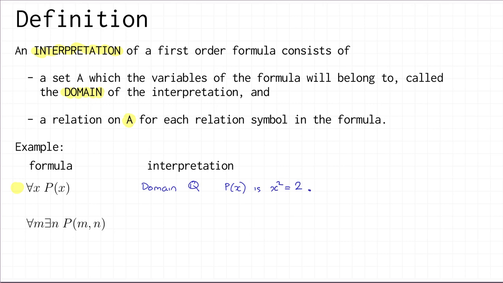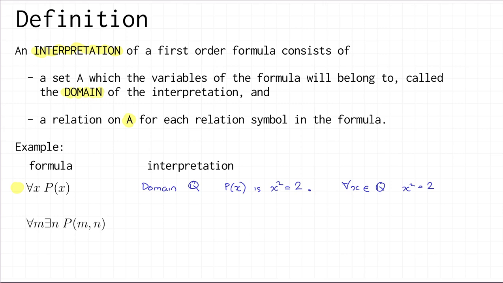Then the way we write the interpreted formula is like this. We write the interpreted formula as for all x, and then this symbol Q, and that means for all rational numbers x, x squared is equal to 2. Okay, this is definitely a false statement. Certainly not true that every rational number has a square equal to 2.